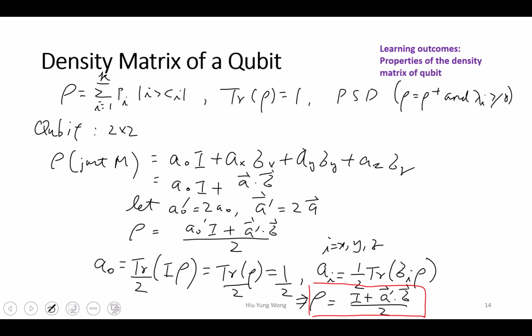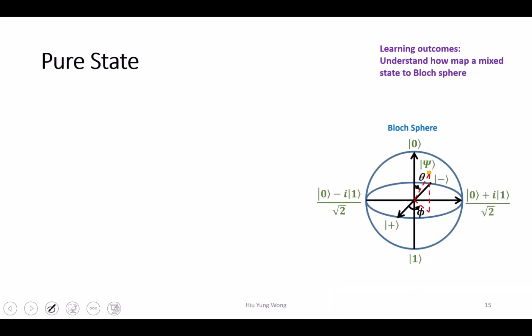What happened to the half? A0 is 1/2. Because now I use A dash, right? A0 dash, because A0 is 1/2, so A0 dash is 1. And from now on, you can call this A. It doesn't matter, right? As long as you put the right number. So let's take a look.